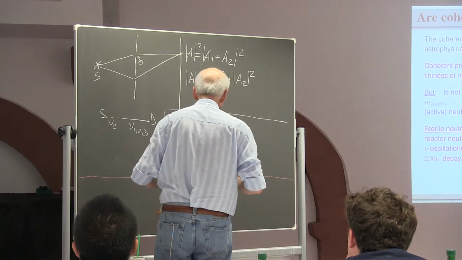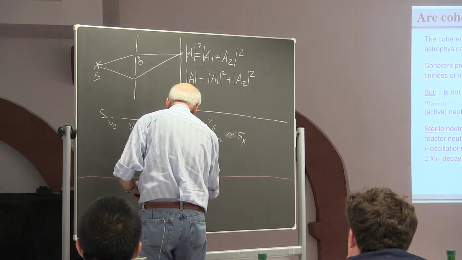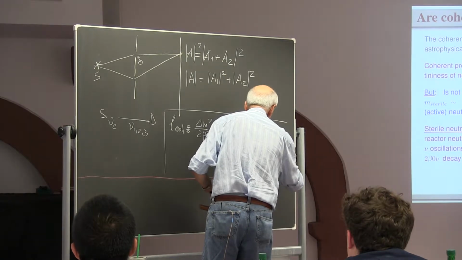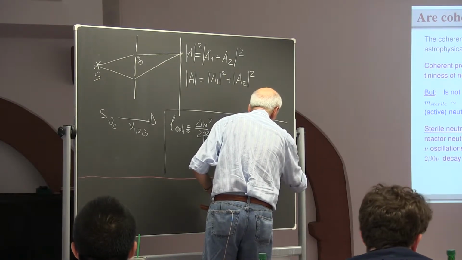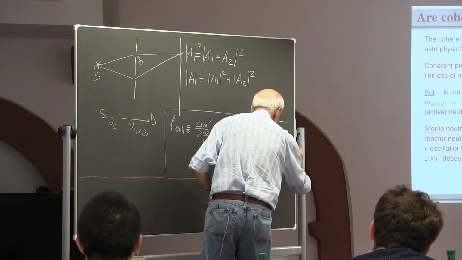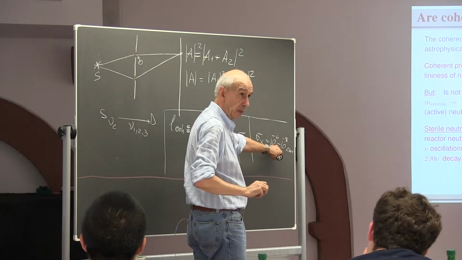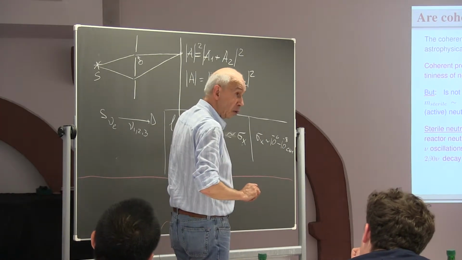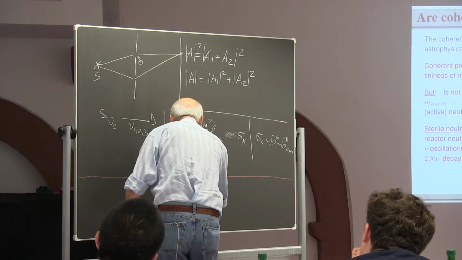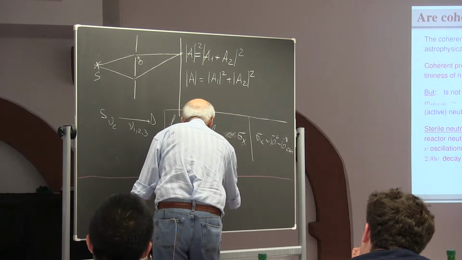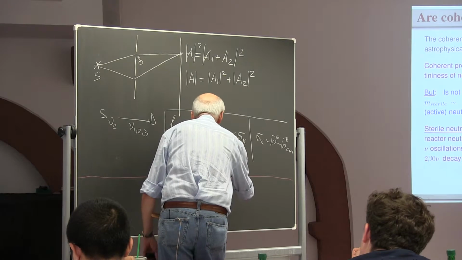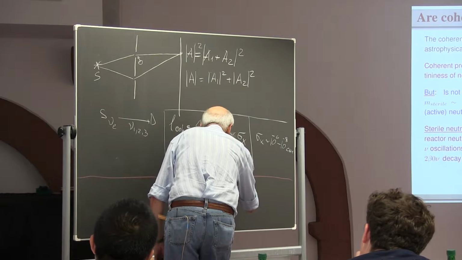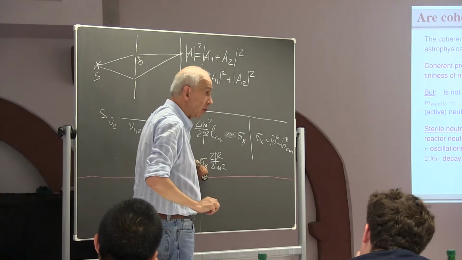Now, my suggestion is the following. Assuming that for reactor neutrinos sigma x is of the order of 10 to minus 6, 10 to minus 8 centimeters, it can be estimated to be this. You see, it's extremely small. So can we have a coherence length which is not so small? The coherence length from here is sigma x times 2p squared over delta m squared. So this is a very small value, but this is a huge number.